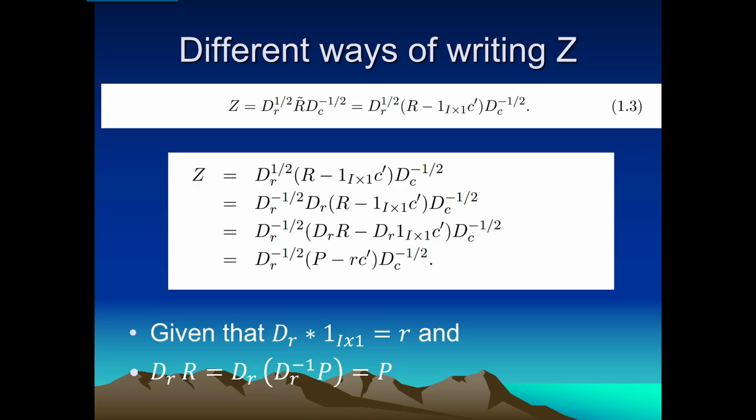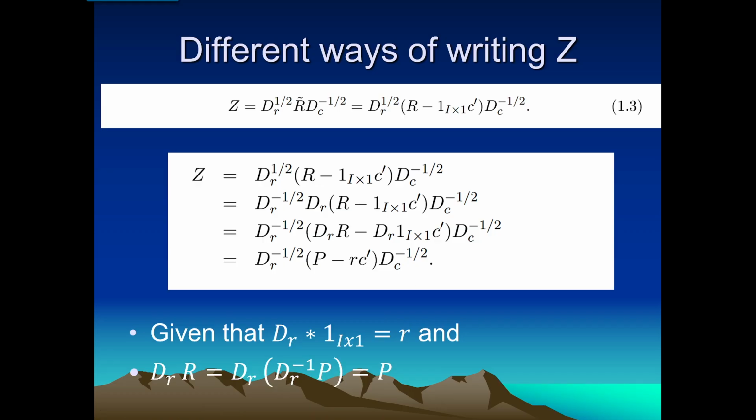So, different ways of writing Z. You can have a look at the algebra, and this last formulation here shows that the analysis really is symmetric. So you start with the row and column points. Can you see the algebra? R, then you multiply here by Dr to the minus 1. You understand this, eh? So therefore, Dr times 1 is r. So the analysis is really symmetric.